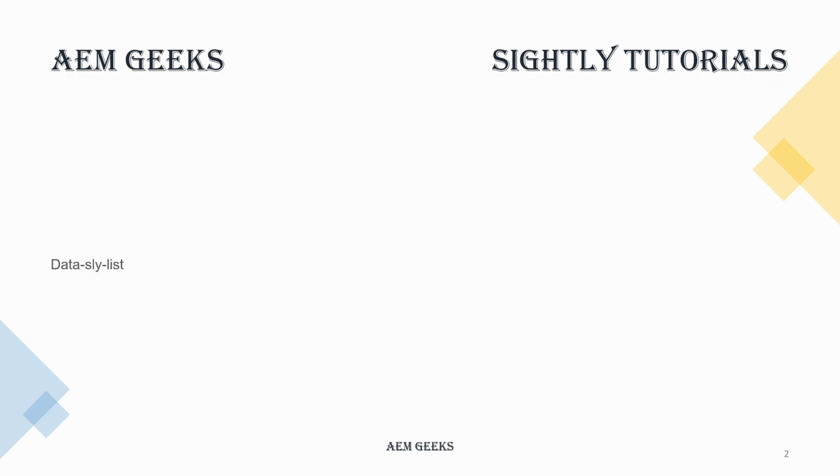Hi, today I will discuss data-sly-list. This is the most powerful attribute, or block statement, of Sightly, which iterates the collection returned from the Sling model. It can handle any kind of collection, like an array, a list, and all combinations of lists. Inside a list, you can have a string, integer, or any kind of data type.